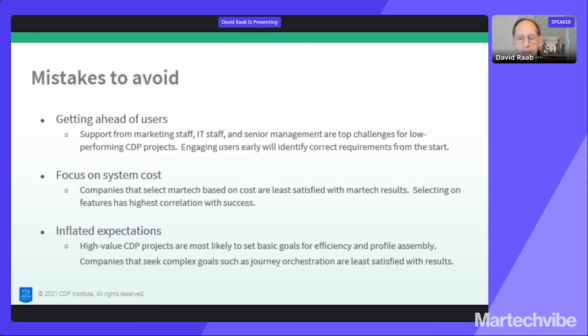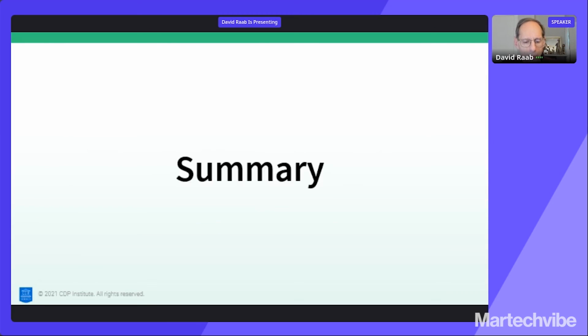And then inflated expectations. CDPs are great and they can do a lot of things, but you have to start with the basic efficiency things like reducing effort, pulling campaign lists, and having less reliance on your IT group. Those are the ones that return immediate value. Once you have the CDP up and running, you can expand to do the more exciting things like personalization. So start small, work quickly, and then expand.